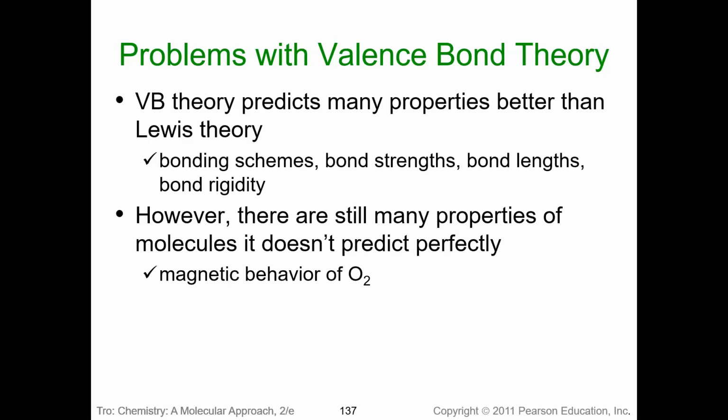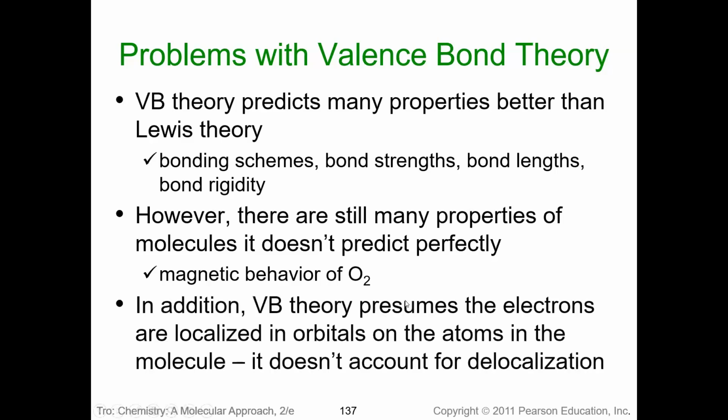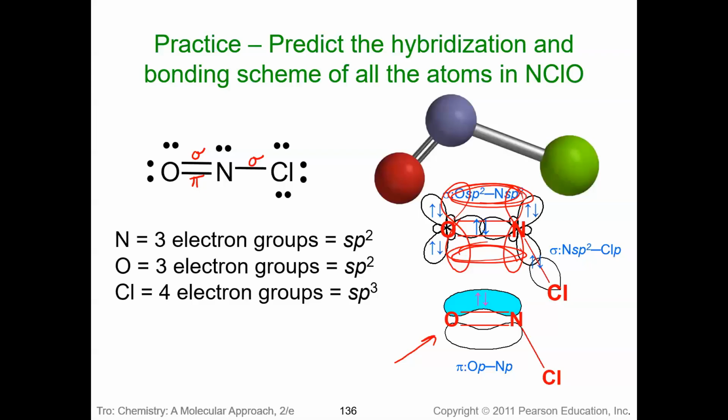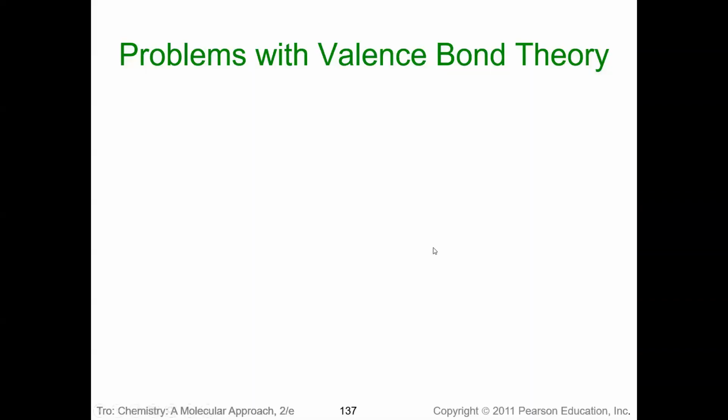For many properties of molecules, valence bond theory doesn't do a great job, specifically the magnetic behavior of certain molecules. Also, valence bond theory presumes that the electrons are localized in orbitals around the atoms and not around the molecules themselves. So it's saying the orbitals are in between atoms. Here, yes, this is a hybrid orbital, but it's only between these two atoms. What we're going to talk about is orbitals that are delocalized around the whole molecule.